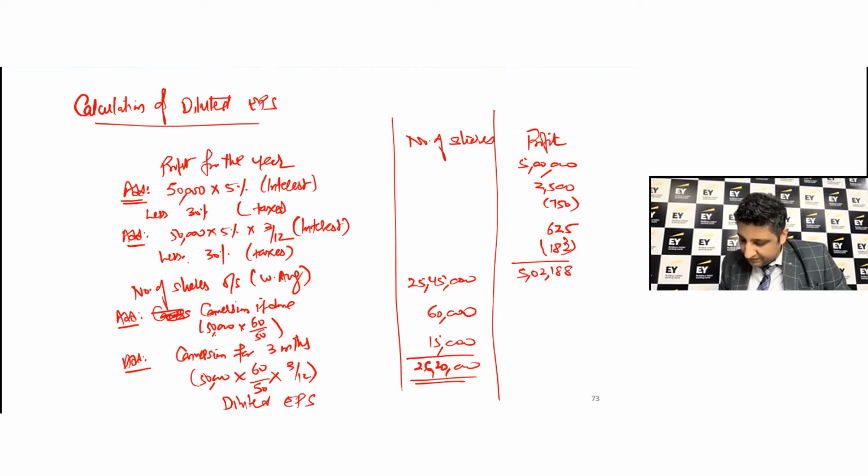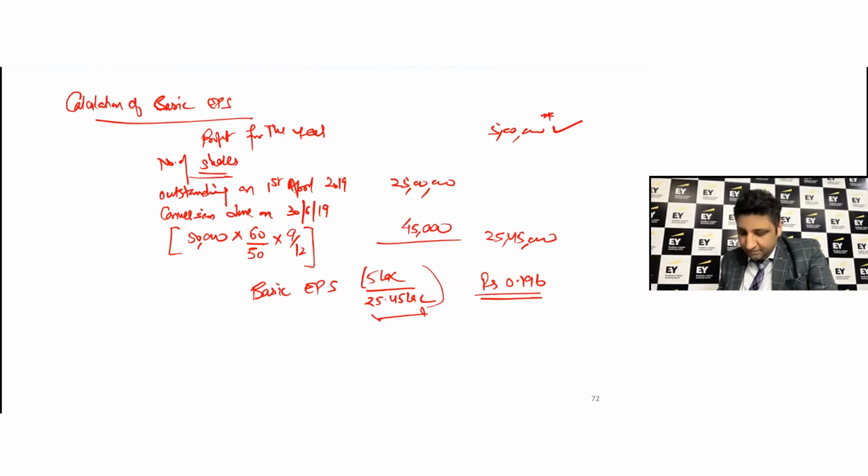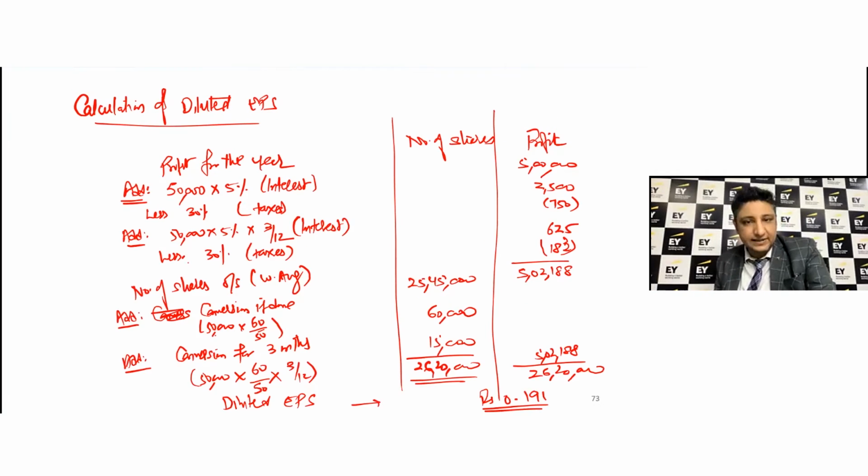So using this information, my diluted EPS will be taken at 502,188 divided by 26,20,000 rupees. Now, if I calculate this, this is coming at rupees 0.191, which is 19 paisa. So it's 19.1 paisa precisely. That's the value you are looking at. Now, of course, it's a dilution impact because my basic EPS is higher than the diluted EPS in this case, right? So it can be a question which requires you to do a lot of calculations. So please be very, very comfortable around that concept itself.